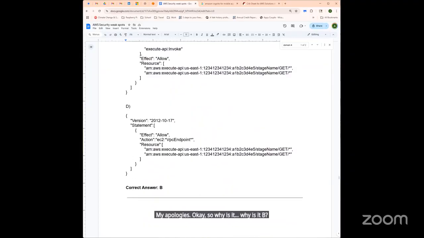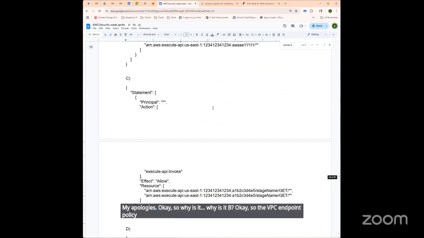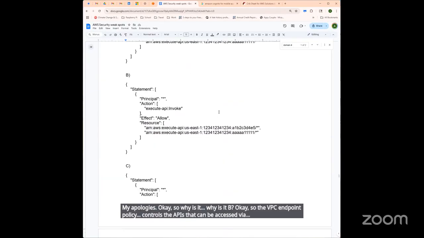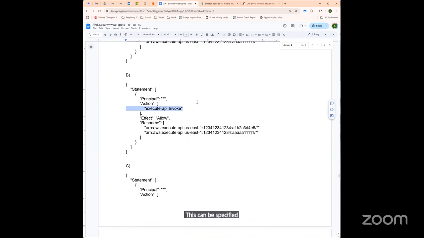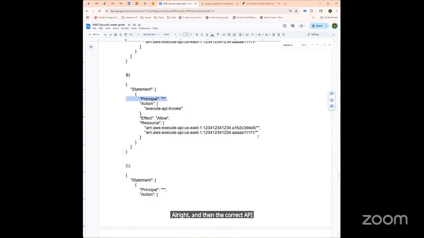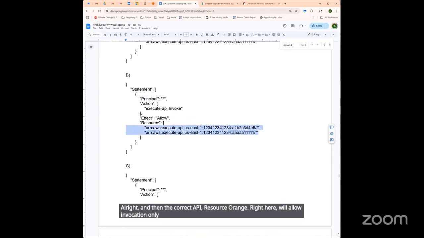Okay, so the VPC endpoint policy controls the APIs that can be accessed via an interface endpoint, right? So with the execute API invoke, this can be specified under the principal, right? And with the principal with the star, right? And then the correct API resource ARNs right here will allow invocation only on the specified APIs.